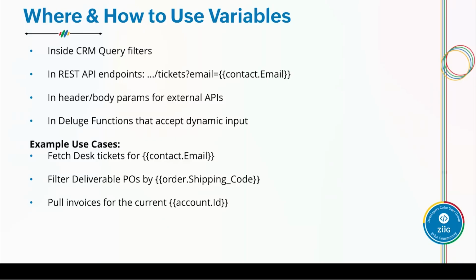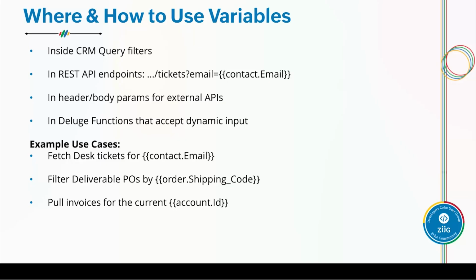Like I said, where can you use variables? You can use them inside query filters. You can use them in REST API endpoints. You can use them in the header or body parameters for external APIs. You can also use them inside Deluge functions that accept dynamic input.